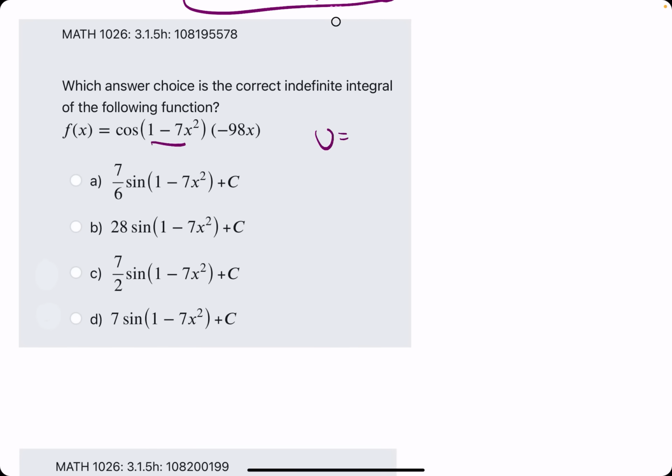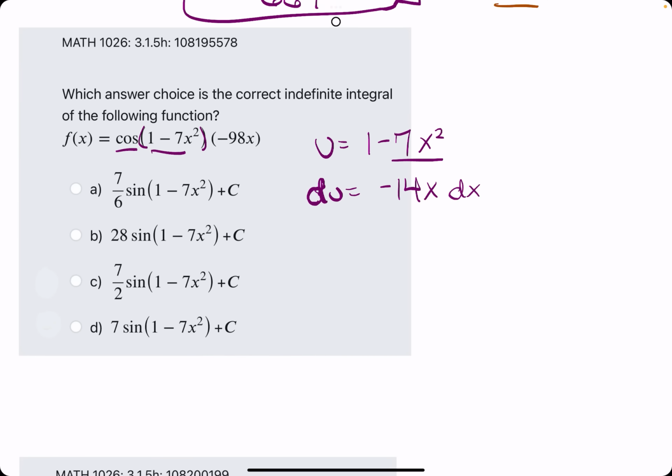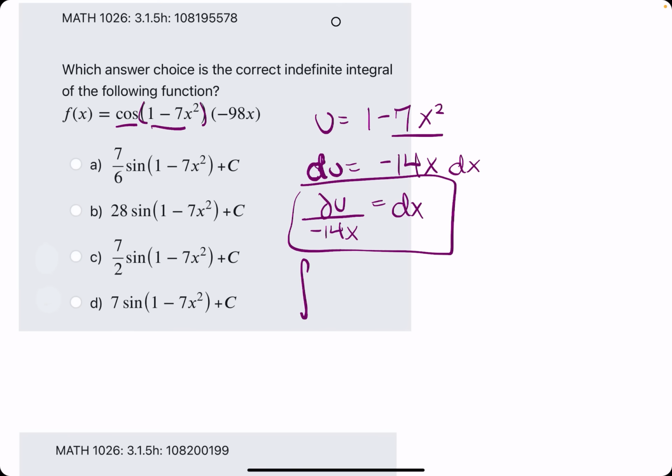So the inside of the parentheses that's being acted on by an outside piece is our u, so 1 minus 7x squared. Du is our derivative of u, so we have negative 14x from the minus 7x squared, the 1 goes to 0. Tack on dx. We're going to solve for dx by dividing by negative 14x. We substitute into our integral, so keep in mind this is basically like the integral of all this and then dx.